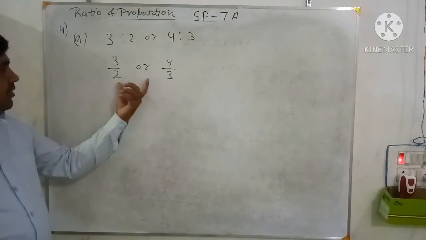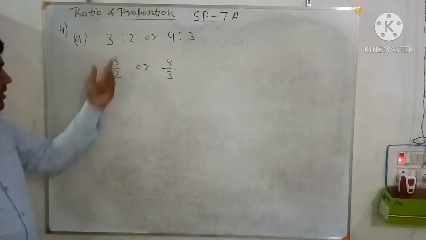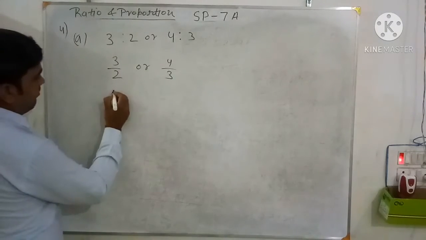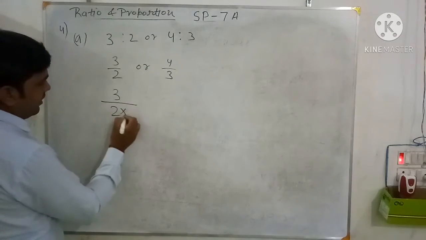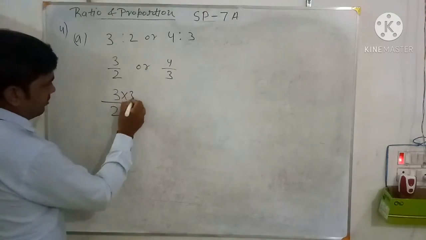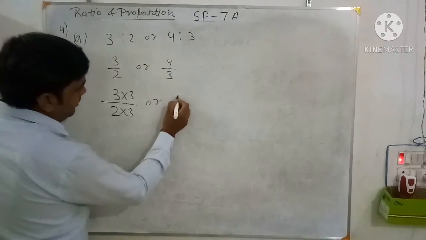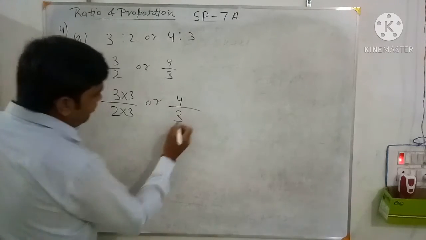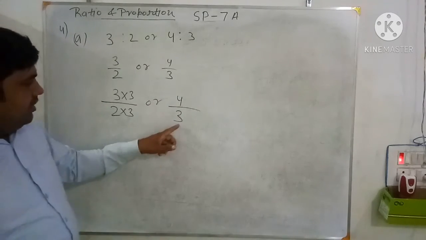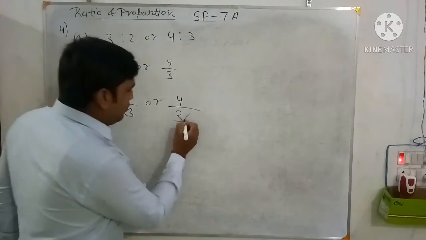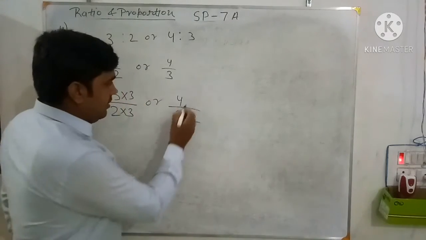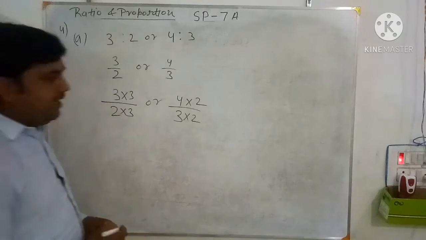So we multiply this fraction by a certain number which will make the denominator equal to 6. What do you multiply 2 by to make 6? 3. So multiply the numerator by that number also. Here 4 by 3. What do you multiply the denominator 3 by to make it equal to the LCM, that is 6? In 3 we multiply 2 to get the LCM 6. So to the numerator also you multiply 2.